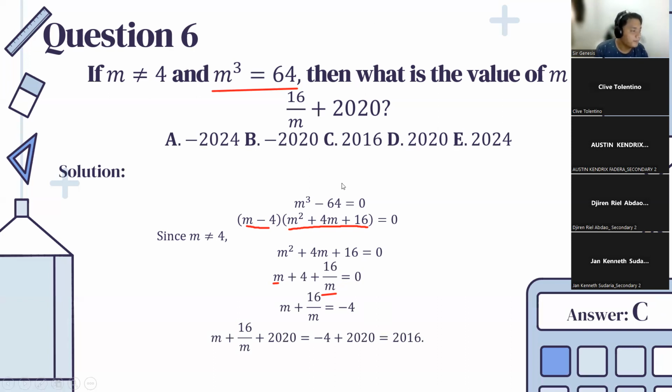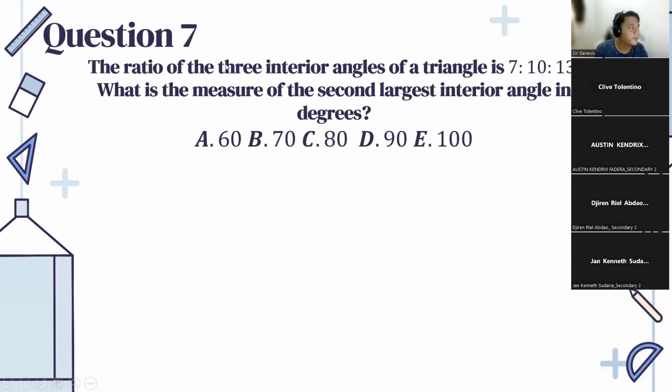Okay. Number 7. The ratio of the three interior angles of a triangle is 7 is to 10 is to 13. What is the measure of the second largest interior angle in degrees?